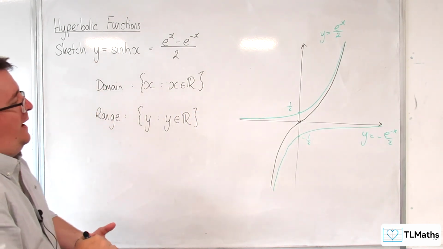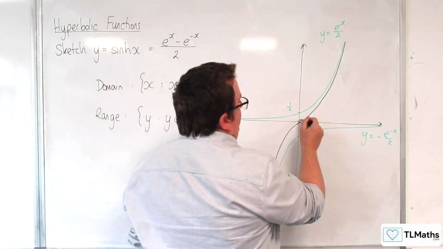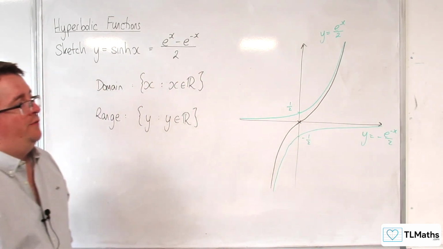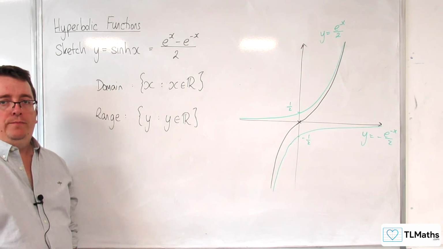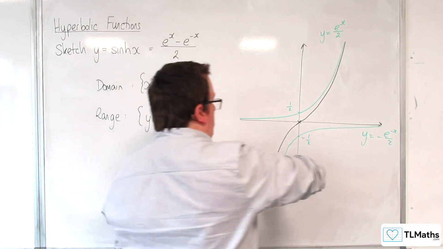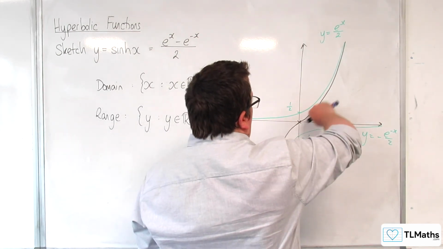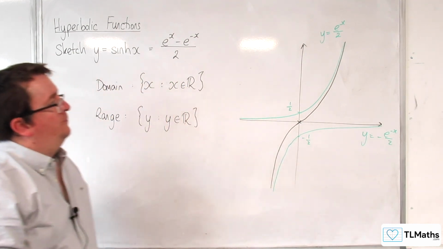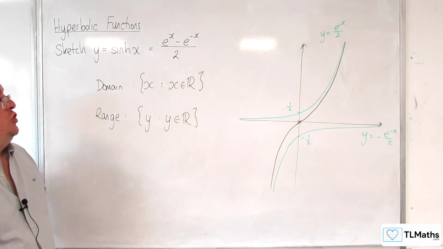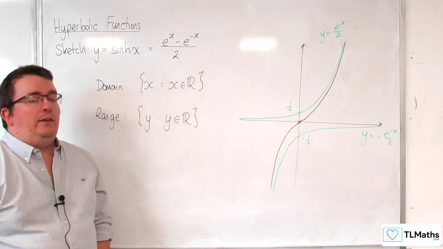Now, the curve has a non-stationary point of inflection at the origin. Okay, so the curve is going from concave to convex at that point. So this is y equals sinh x, and that's how we can sketch it.